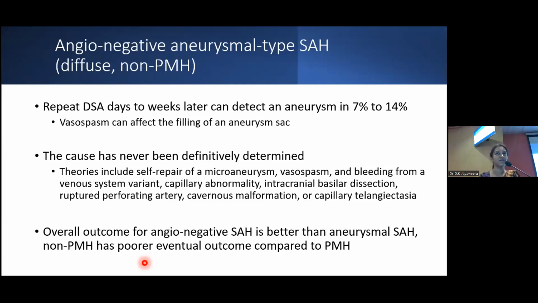The initial DSA may have been negative because of vasospasm. However, in a significant proportion, the repeat DSA may also be negative. So this is a questionable area, and actually the cause or the source of bleeding has still not been found. It is theorized that it could be due to a self-repair of a microaneurysm, vasospasm, or another source of bleeding like a venous source. But anyway, overall, patients who have non-aneurysmal SAH are said to have a better outcome than those with aneurysmal SAH, and even more so in patients who have perimesencephalic SAH.